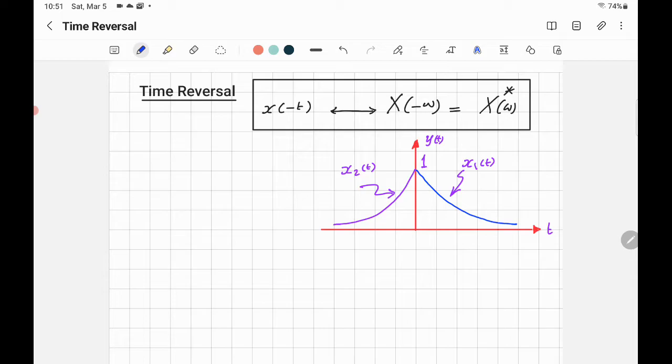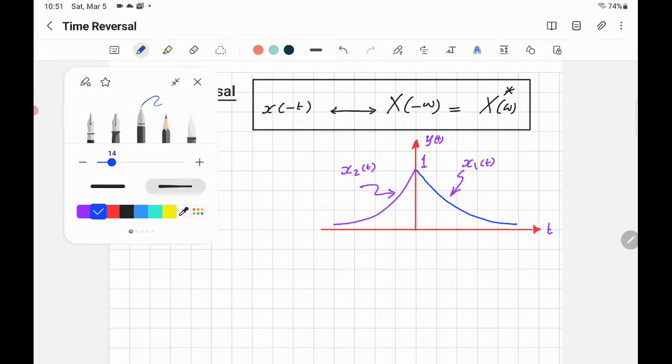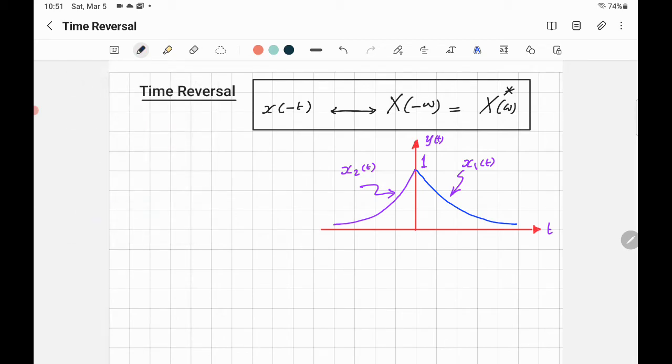Well, let's have a simple example here. In this example, we have this function. You can write it in two separate statements. x1 of t, the one on the right-hand side, is exponential, which is equal to e to the minus 2t u of t, if we ignore this part. So that's the function that we have, the x1 of t.